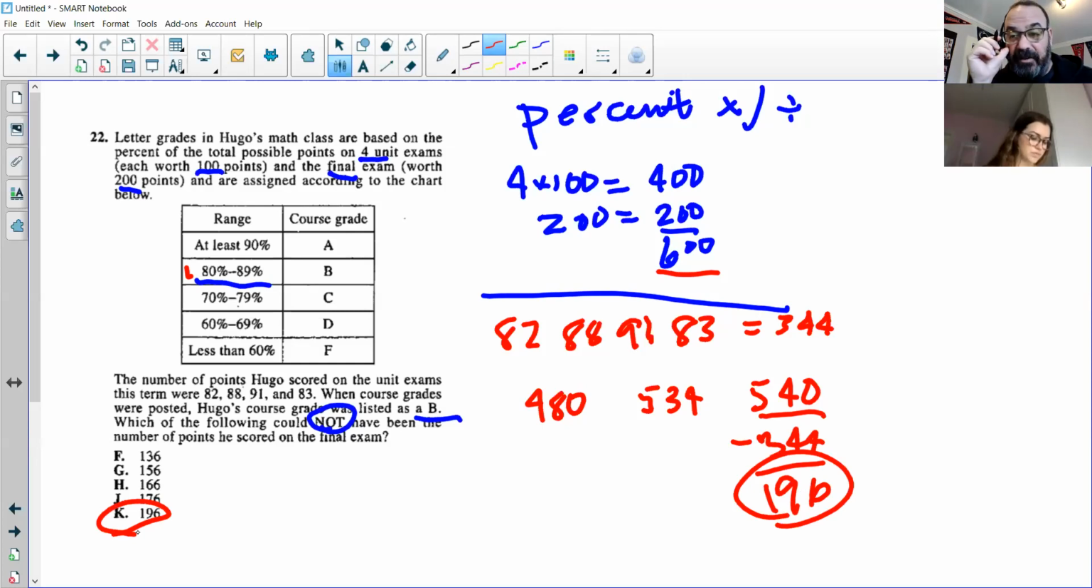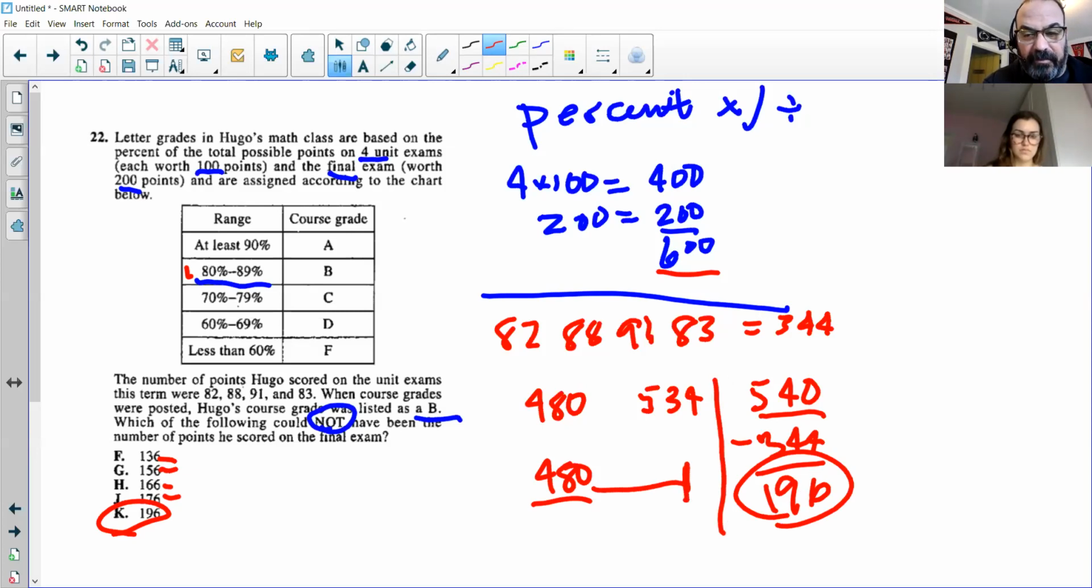Any of the other answer choices is going to give me a B. And let's prove that. Let's take 344 plus the lowest, 136, and that gives me 480. So from 136, 156, 166, 176, they'll all fall in this range, and 540 falls in the 90 range. So that was a little bit better than yesterday, wouldn't you say? Yes.